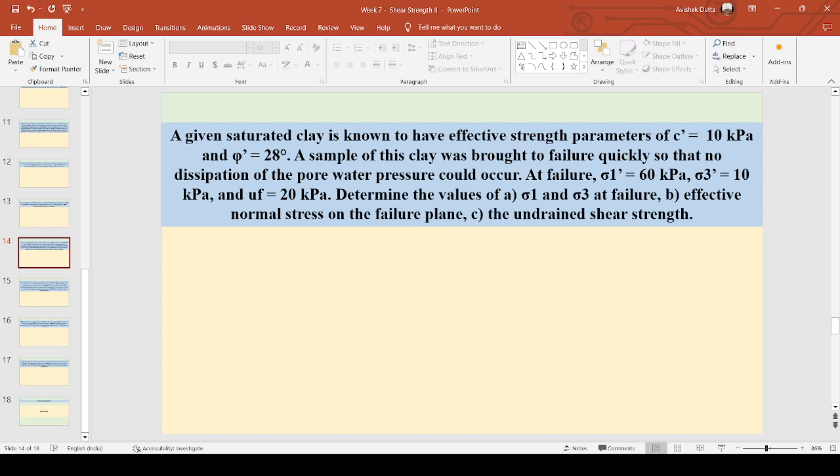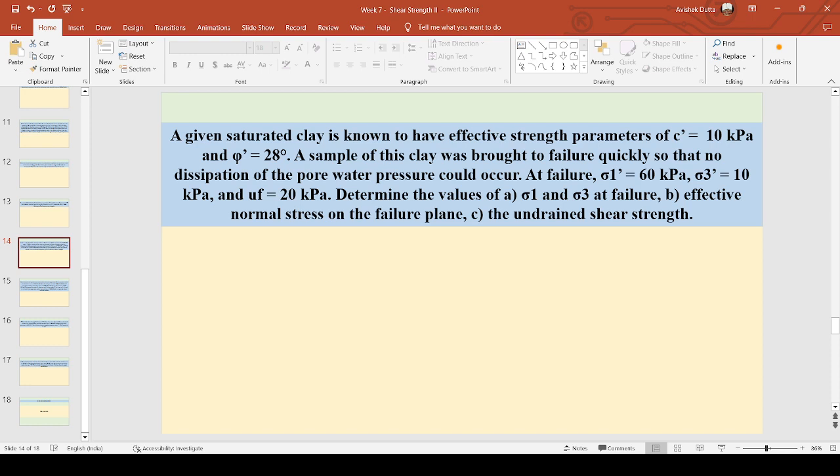I'll repeat the question once. A given saturated clay is known to have effective strength parameters of c dash equals 10 kilopascal and phi dash equals 28 degree. A sample of this clay was brought to failure quickly so that no dissipation of the pore water pressure could occur. At failure, sigma 1 dash equal to 60 kilopascal and sigma 3 dash equals 10 kilopascal is the effective stress, axial and the cell pressure, and uf, that is the pore pressure at failure, is 20 kilopascal.